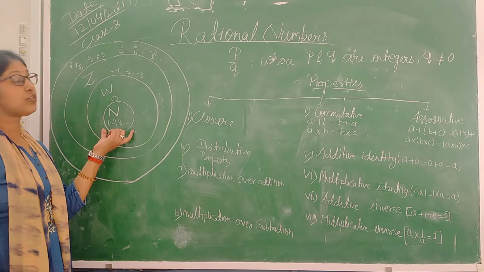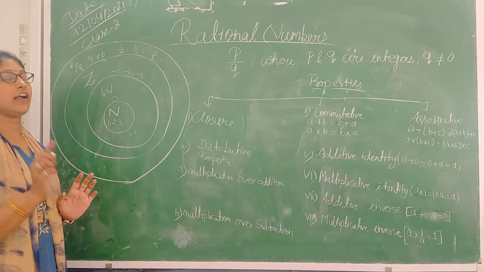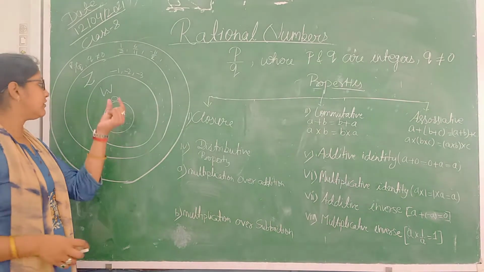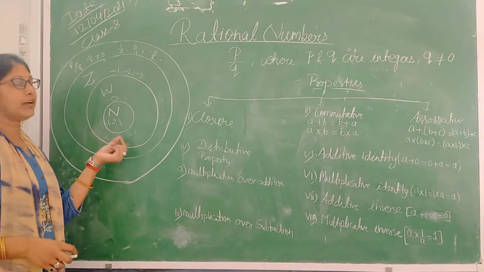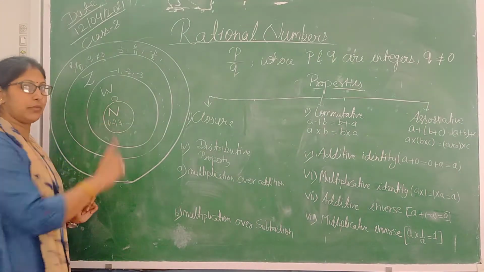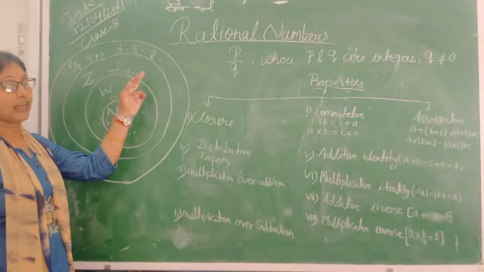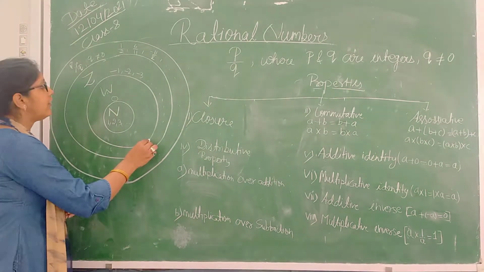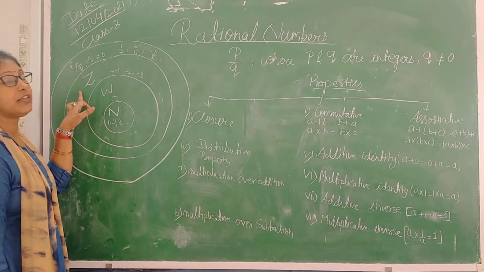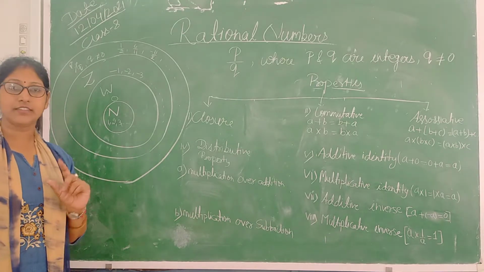Natural numbers are represented by capital N and they are counting numbers which start from 1, 2, 3 and so on. When we add 0 to this natural number group, we get whole numbers, and whole numbers are represented by capital W. When we add negative numbers like -1, -2, -3 to the group of whole numbers, we get integers, and we represent integers by capital Z. It comes from the German word Zahlen, which means to count.